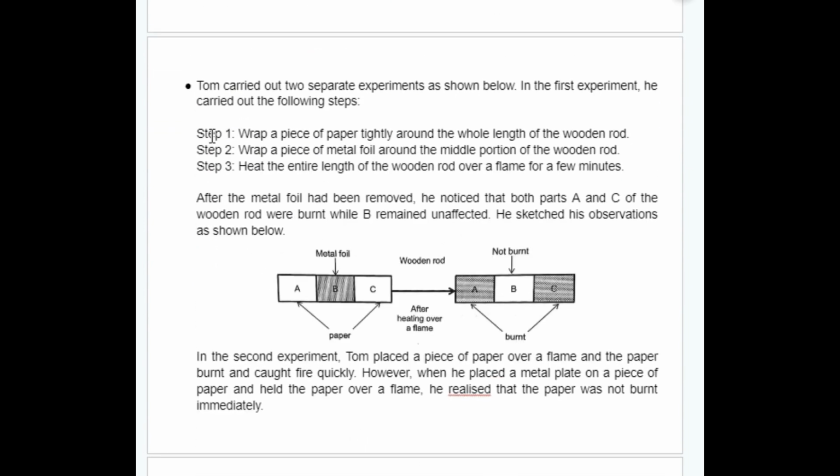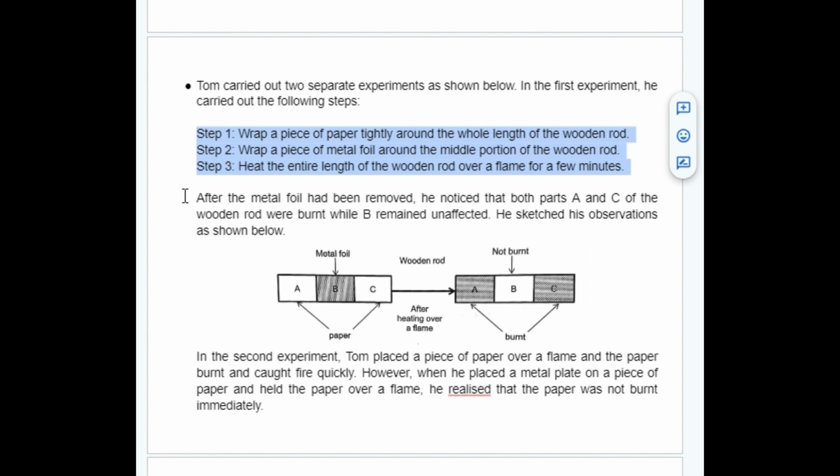Tom carried out 2 separate experiments as shown below. In the first experiment, he carried out the following steps. Step 1. Wrap a piece of paper tightly around the whole length of the wooden rod. Step 2. Wrap a piece of metal foil around the middle portion of the wooden rod. Step 3. Heat the entire length of the wooden rod over a flame for a few minutes.